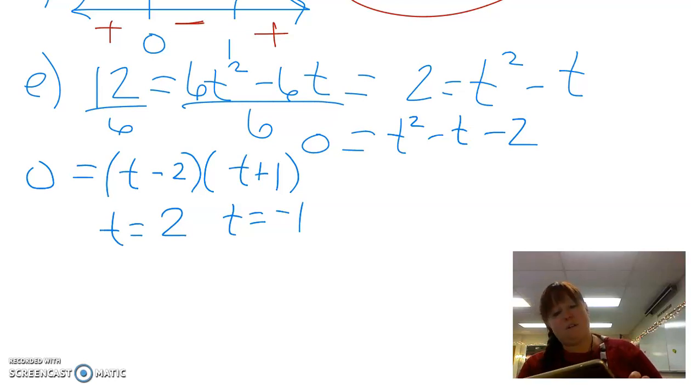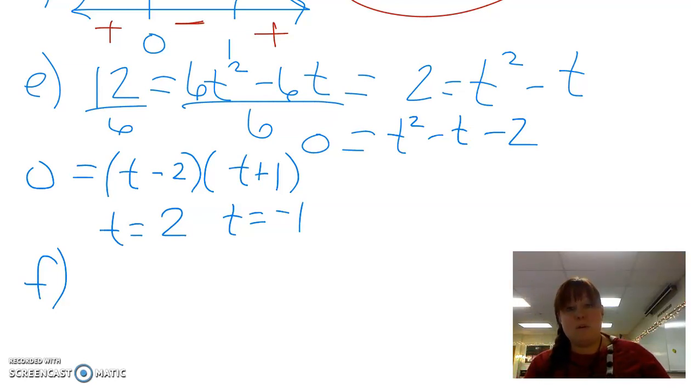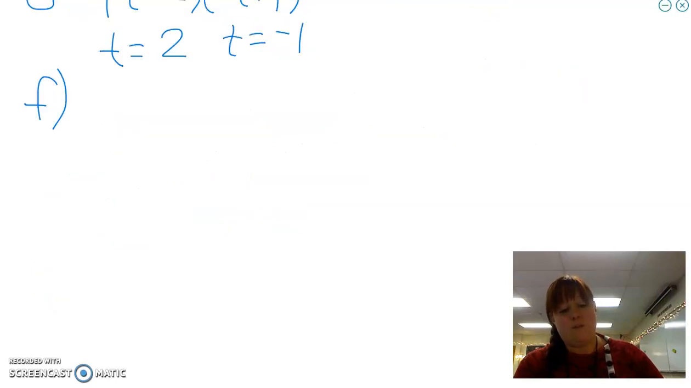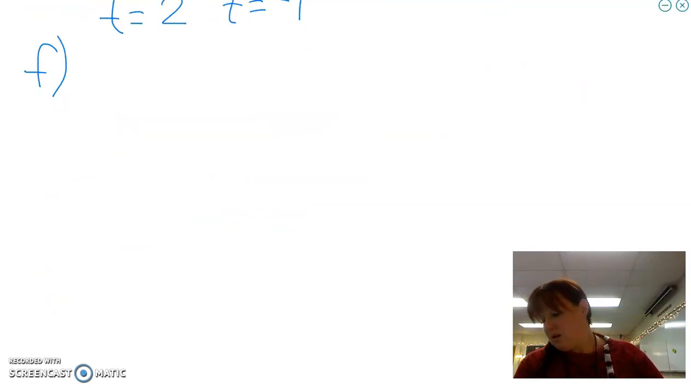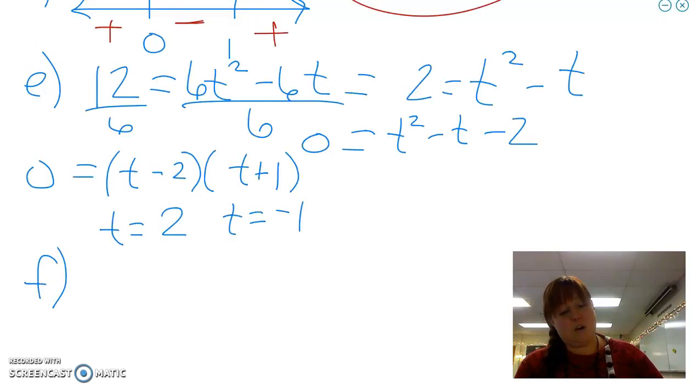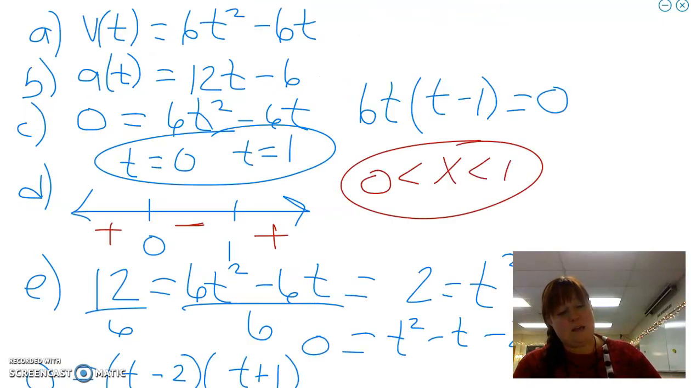And F says, find the particle's speed when the acceleration is equal to 0. Okay, so first we have to find when the acceleration is equal to 0. We have to figure out what time that is. Then we have to plug that time into our acceleration function. So the acceleration function, oh, I have it up here. It is 12t minus 6.